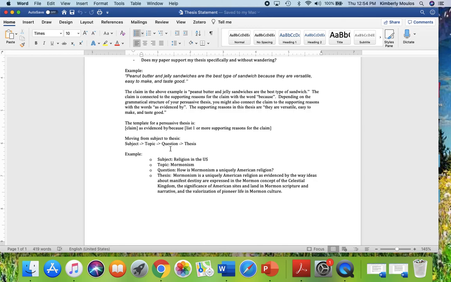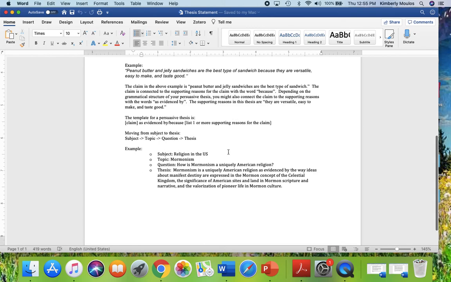And then do some pre-writing about that topic and understand what some guiding questions are in that topic that are shaping the research that's being done on it. And then you answer that question with your thesis statement.